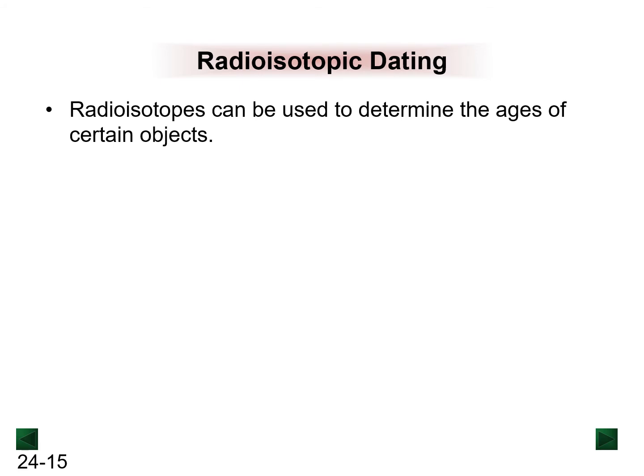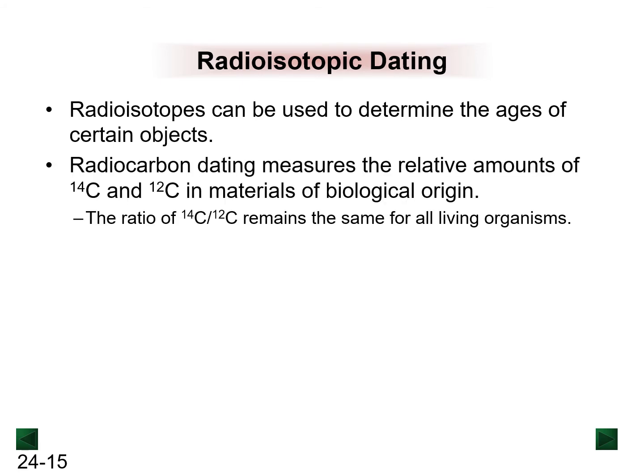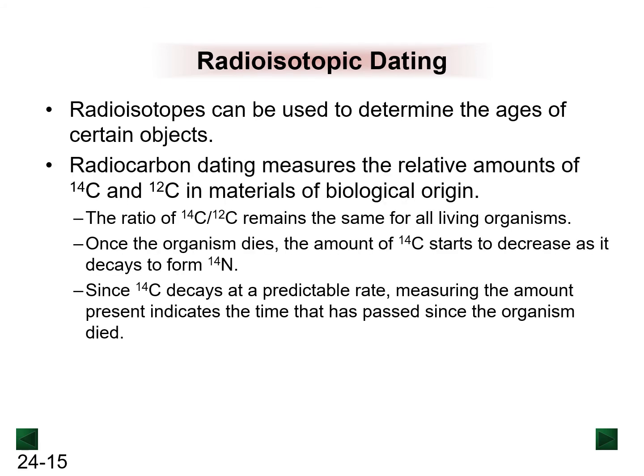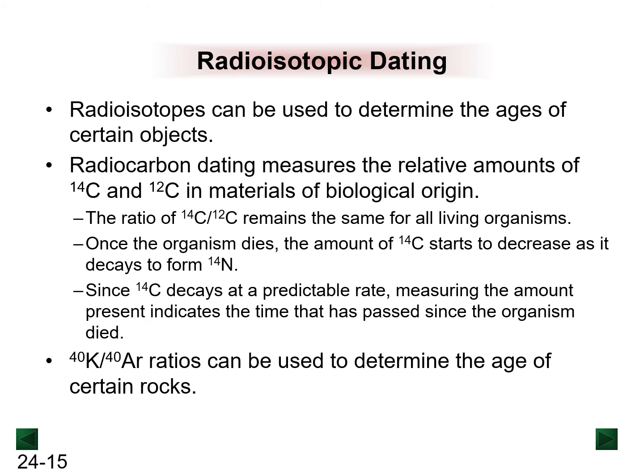Okay, radioisotopes can be used to determine the age of certain objects. Based on measuring the amount of carbon-14 and carbon-12 in objects of biological origin, we can determine the age of the object by measuring the ratio of a specific isotope in it. For example, here, the ratio of carbon-14 to carbon-12 remains the same for all living organisms. Once organisms die, the amount of carbon-14 starts to decrease as it decays to form 14N.